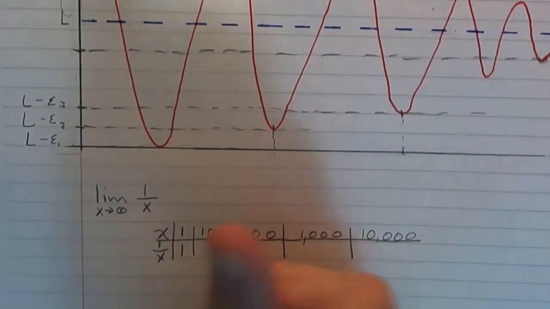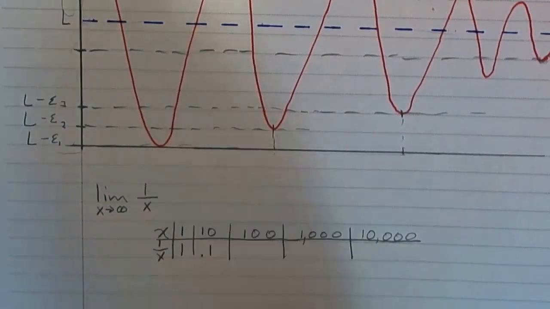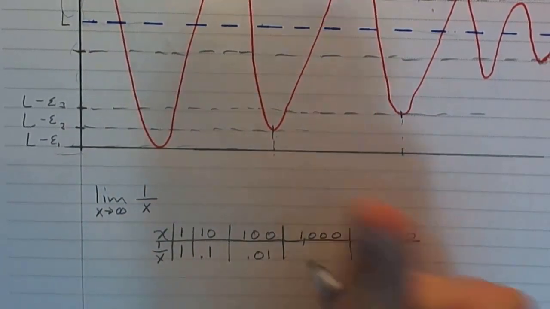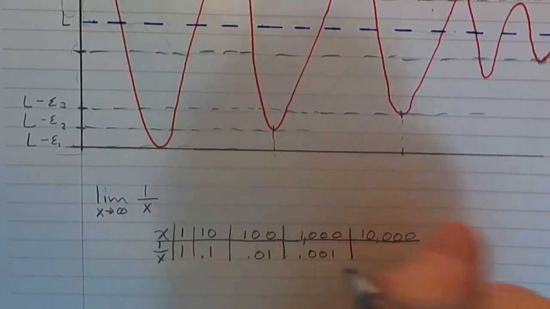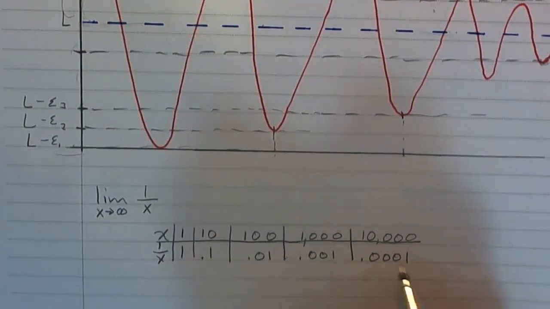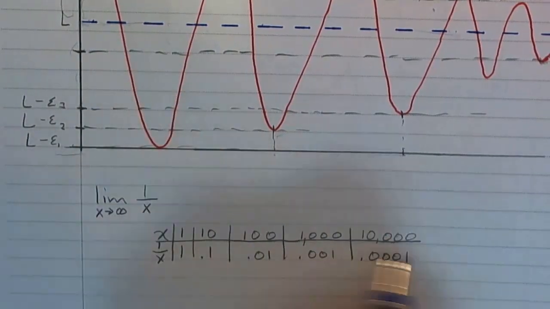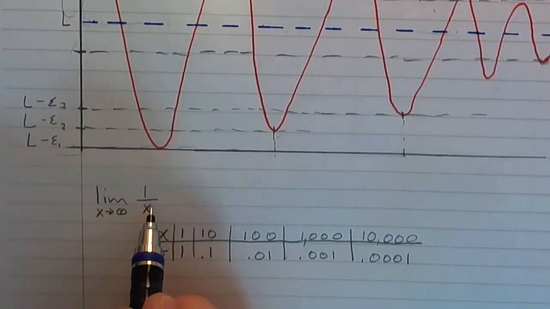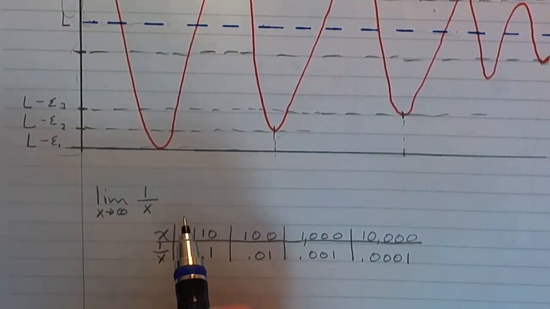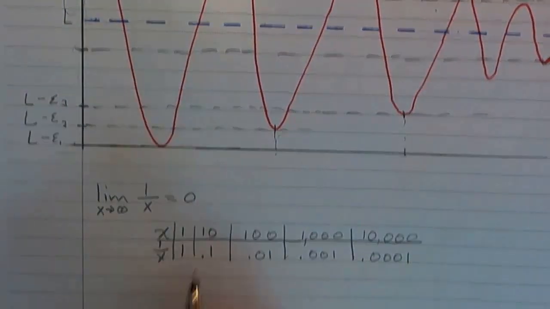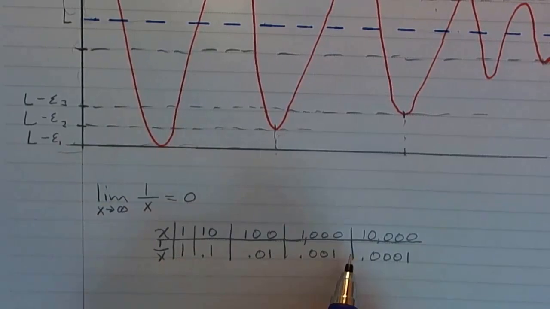a 1. When I plug in a 10, I get a 0.1. When I plug in 100, I get 0.01, 1,000, 0.001, 10,000, 3 zeros and a 1. And you can see what happens here through these powers of 10. What happens is, as x goes out to infinity, this thing tends towards 0. And so we would say this limit is 0 because that's where the 1 over x is ending up.